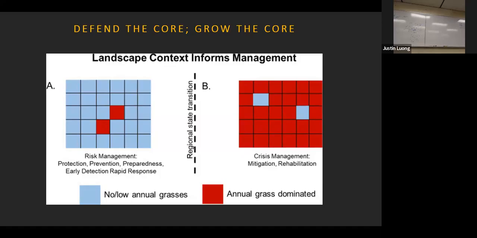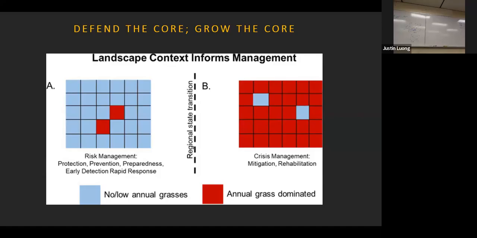On the right-hand side is a different scenario, which is lower priority for management, but a lot of times that's all you have left. You're in a matrix of a highly degraded rangeland, and then you have a couple good spots in there. In this case, you can't manage everything from all sides. You don't have enough money, you don't have enough time.